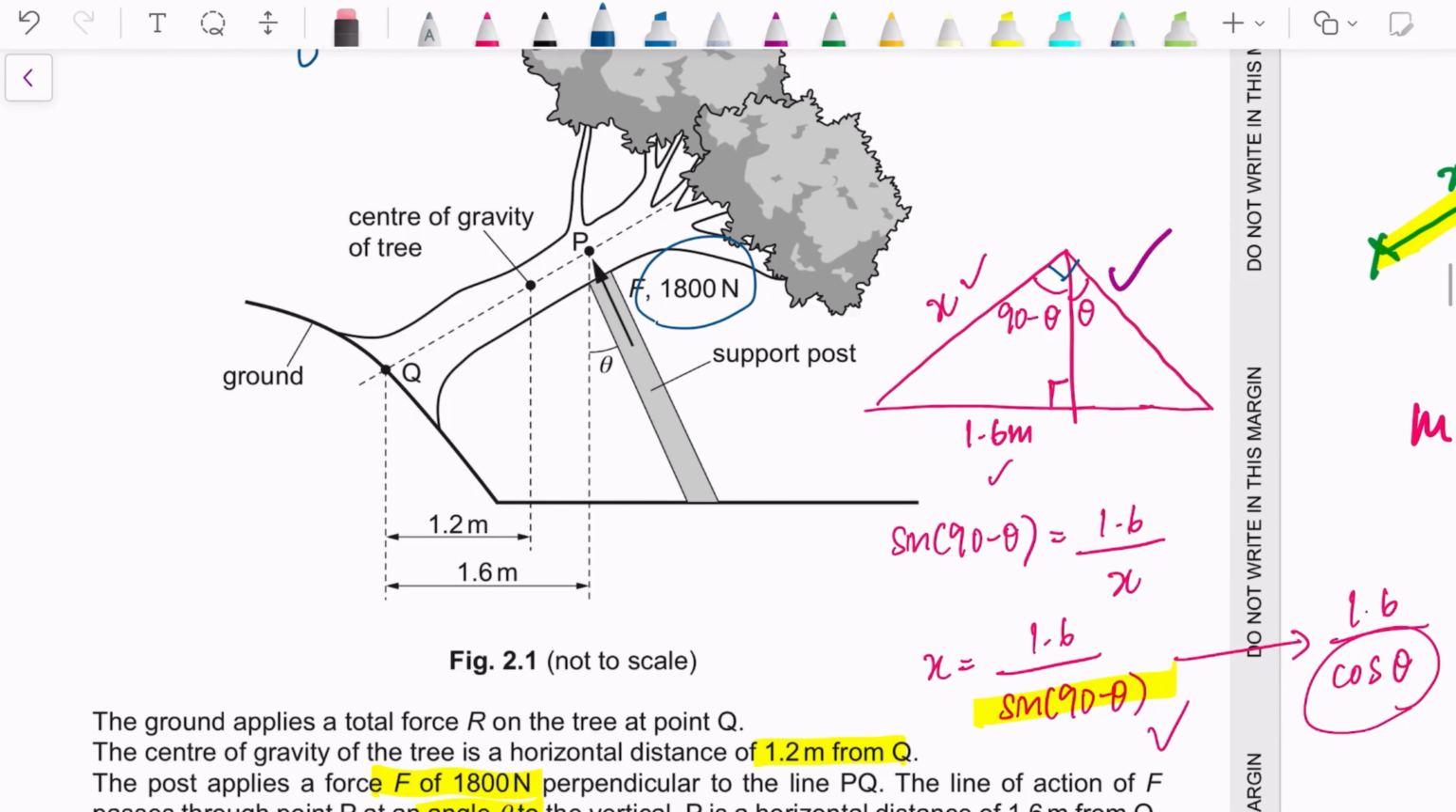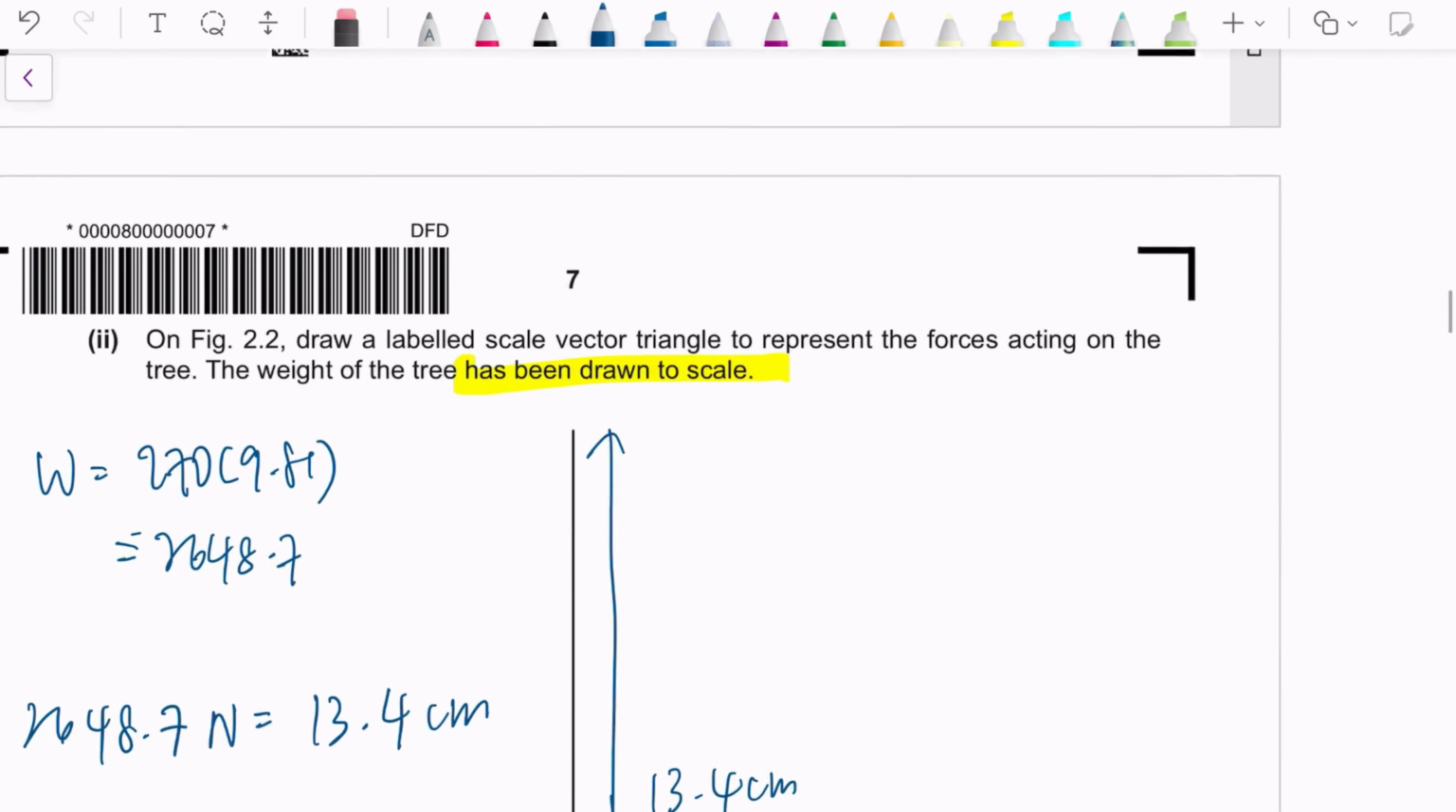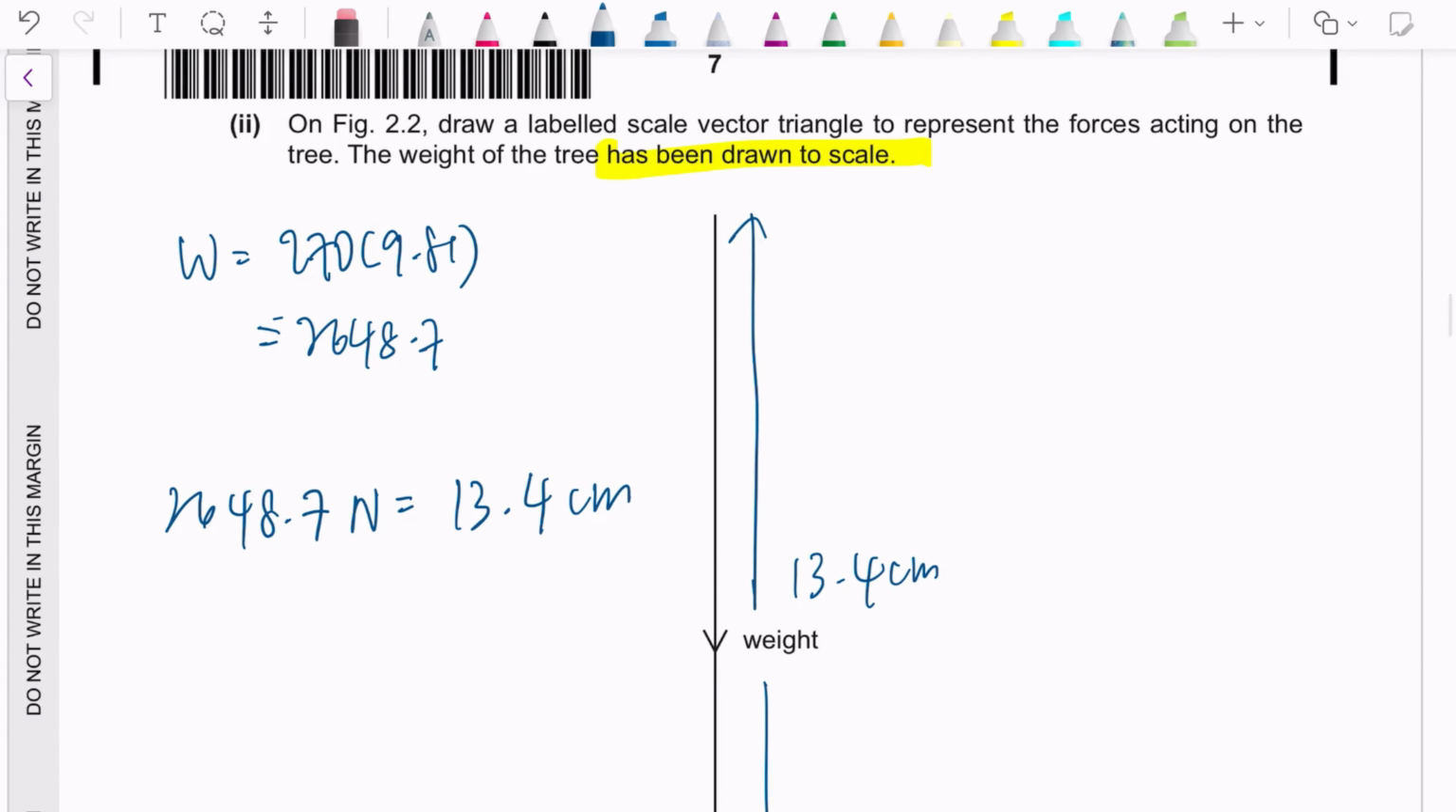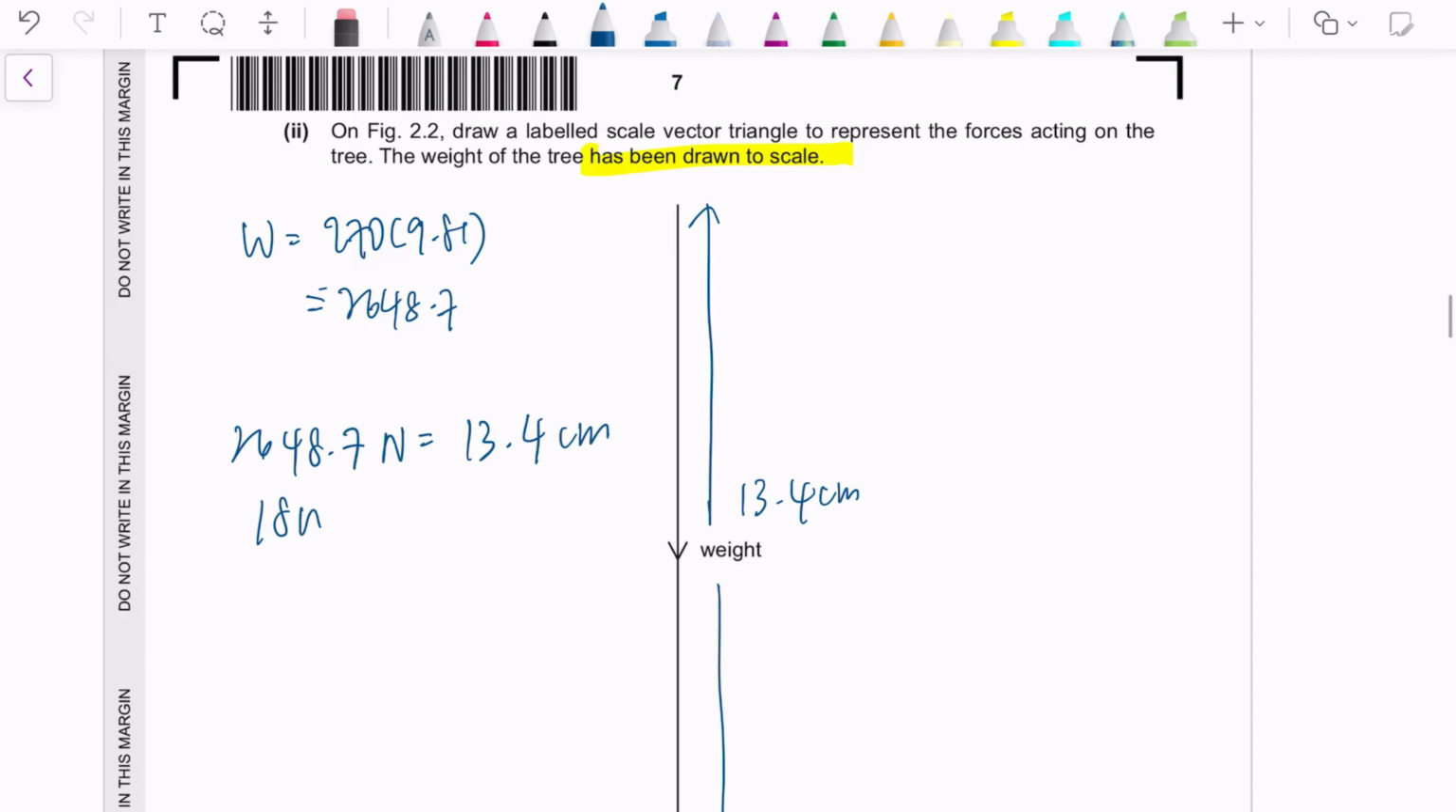1800 Newton. So for you to draw the triangle, you must find how many cm is it for 1800 Newton. And when you do your math, you should get 9.1 cm. But just in case, I will check. Yeah, you will get 9.1 cm. Yes. So, this is for F.